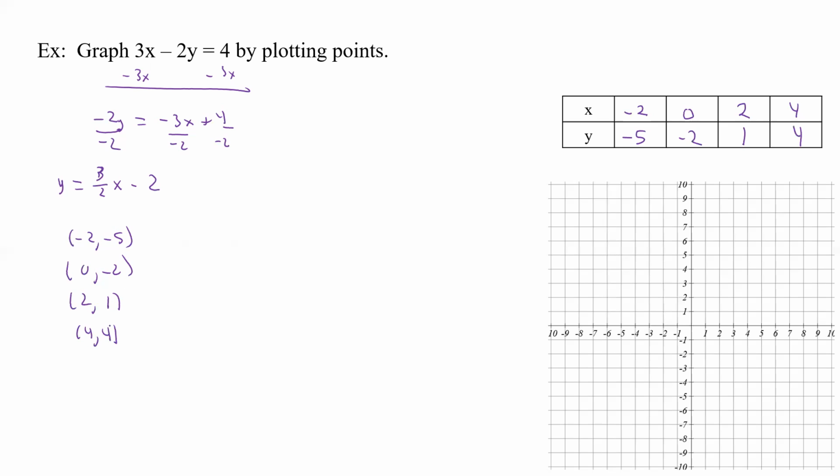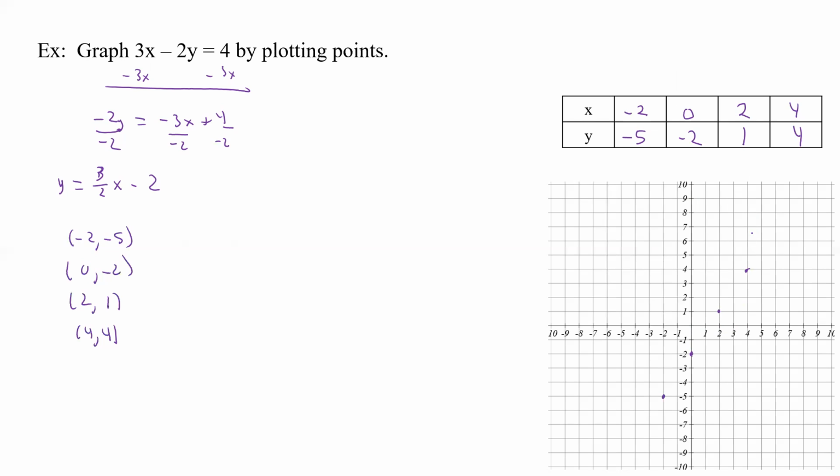So those are the 4 points we chose, given we picked out some x's that were easily divided by 2, and then we found the y's after that. So let's plot the points. Negative 2, negative 5. We got that point. 0, negative 2. We have that point. 2, 1. So we go over 2, up 1. We have that point. And then 4, 4. So we go over 4, up 4. We have that point.